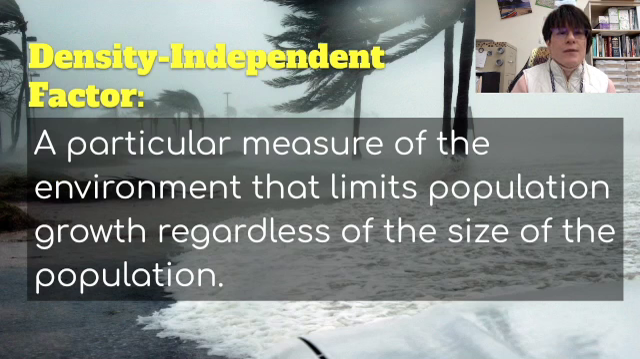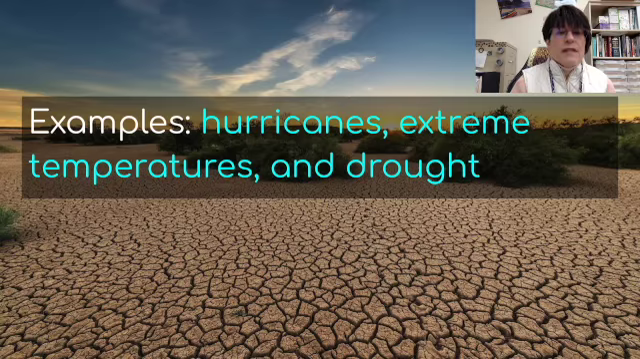Now, another type of limiting factor is a density independent factor, and this is a particular measure of the environment that limits population growth regardless of the size of the population. So it doesn't matter how big the population is, this will limit the growth of that population. Some examples are hurricanes, extreme temperatures, and drought. If there is a sudden hurricane, that population will decrease because there's devastation. If there's an extreme temperature change or a drought, all of the individuals will be affected by these things.